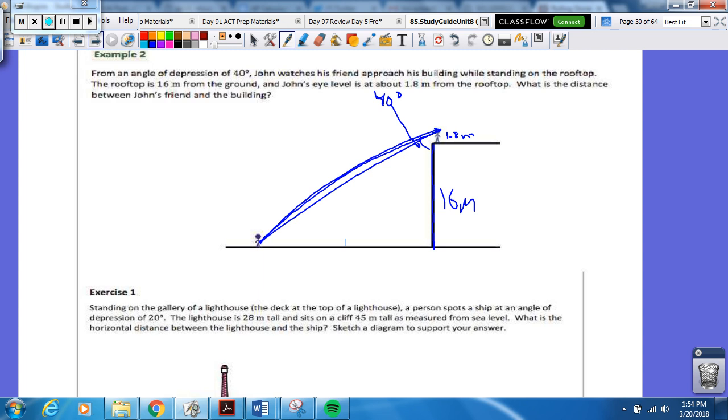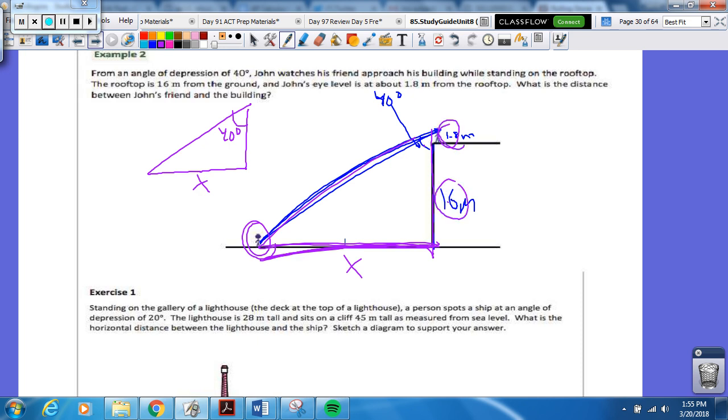What is the distance between John's friend and the building? Here's the friend here, and the building. So right here is the building, so that's X. So what am I going to do? I have a right triangle right here, and I have an angle. So I'm just going to split this off, so that this angle of depression is 40 degrees. We know that this is X right here. This is 16 plus 1.8, which is 17.8 meters. So what am I going to do to get X? That's what I need to find out.